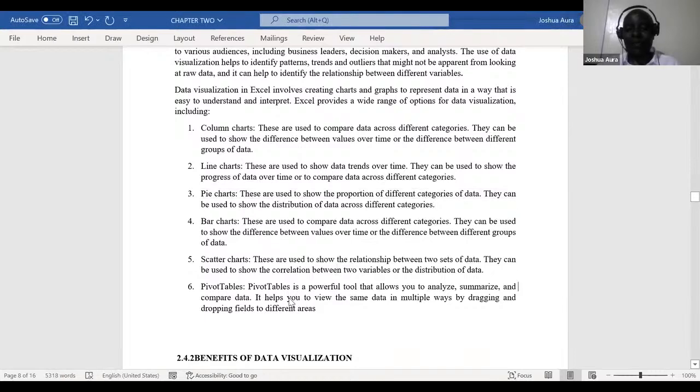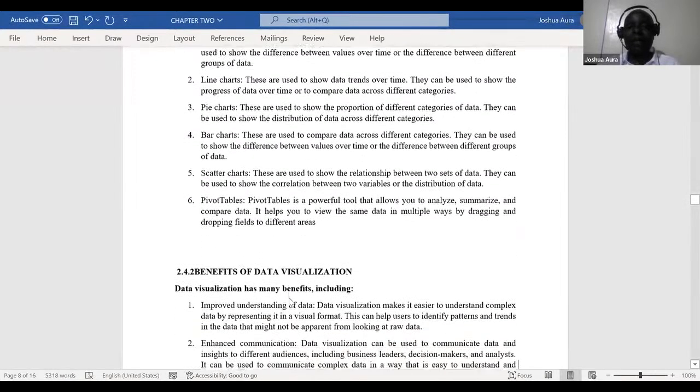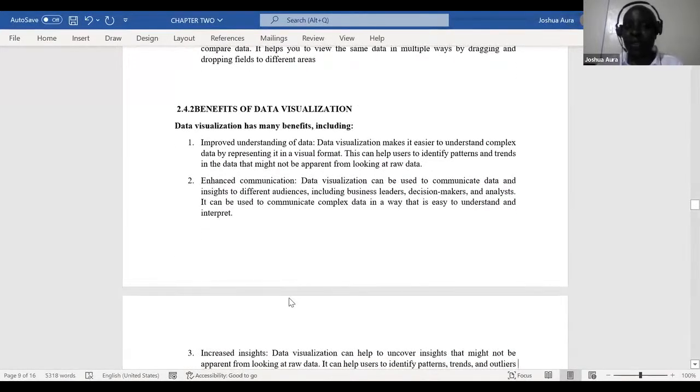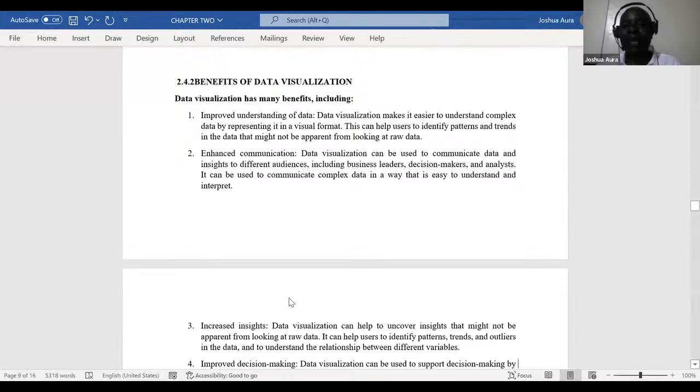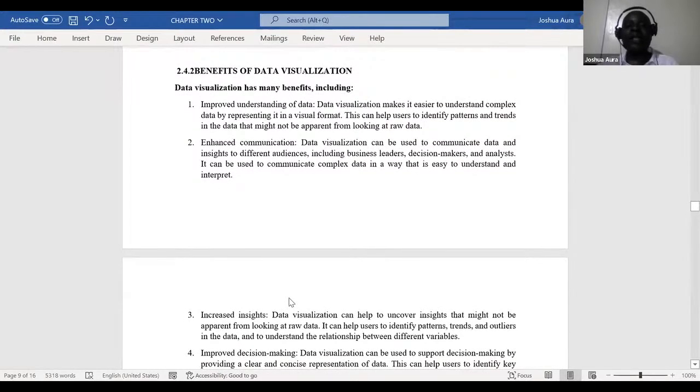Great. Now, ladies and gentlemen, benefits of data visualization. These things come in your exam in multiple choice questions, part A. Very important here. Benefits of data visualization. Data visualization has many benefits, including what?